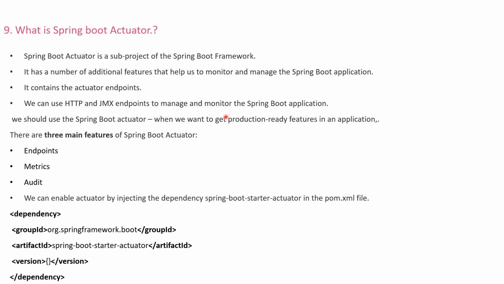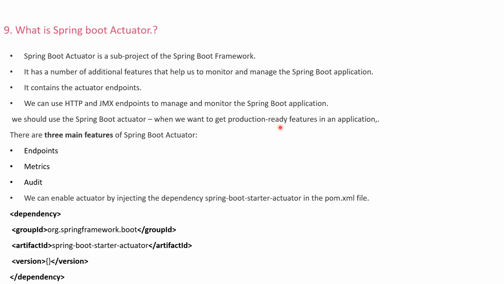When we want to add some features to a Spring Boot application in order to monitor or manage it, we will use the Spring Boot Actuator. It actually contains the Actuator endpoints. By default, it already gives some endpoints. We can use the HTTP and JMX endpoints to manage and monitor the Spring Boot application. We should use the Spring Boot Actuator when we want to get production-ready features in an application.